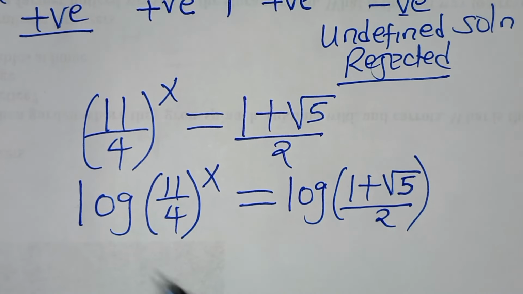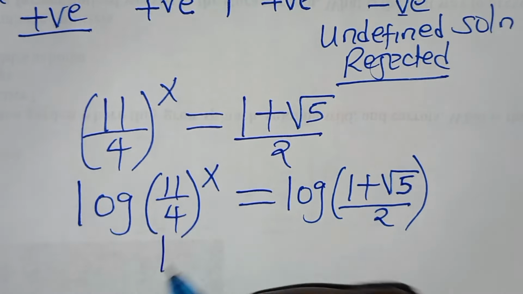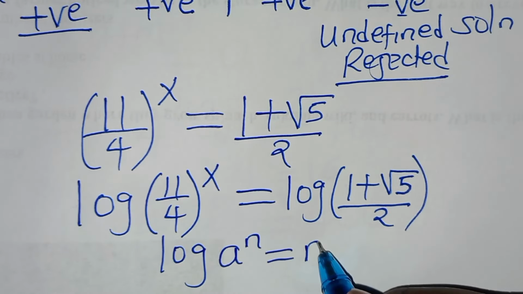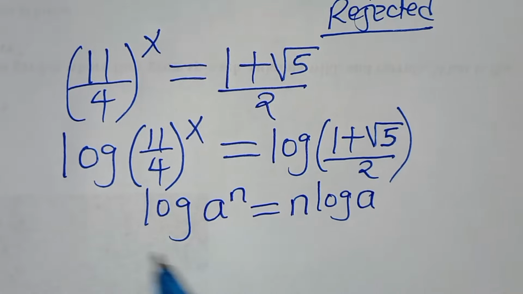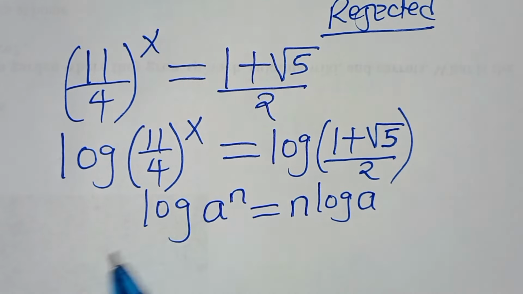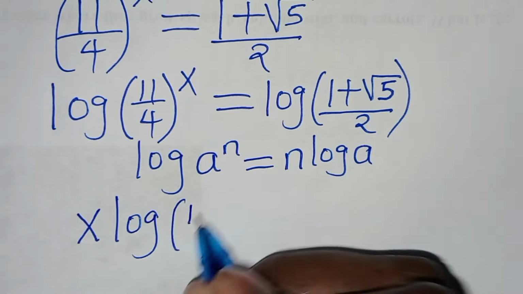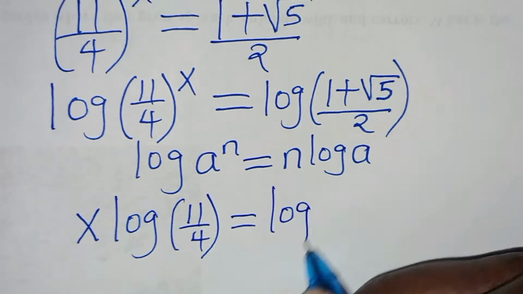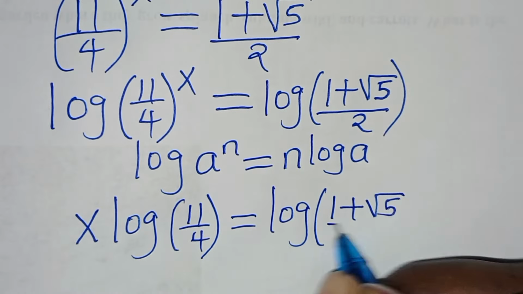Now, we have that log of 11 over 4 raised to the power of x is in the form of log a to the power of n, which can be expressed as n log a. So applying this power rule property of logarithm, log of 11 over 4 to the power of x becomes x log of 11 over 4. This is equal to log of 1 plus square root of 5 over 2.